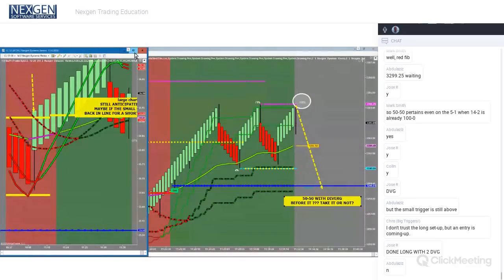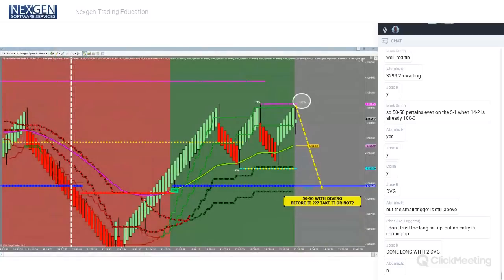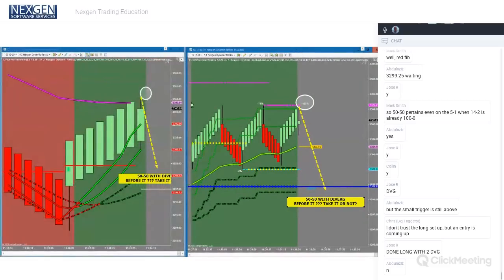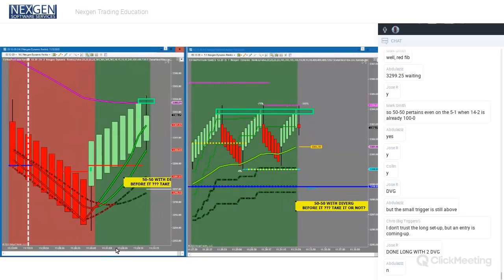If you have mid bands that may hold, because the triggers aren't passed, and you still have a red fib that makes it 50-50, even though the triggers are strong, you have to ask yourself a question.